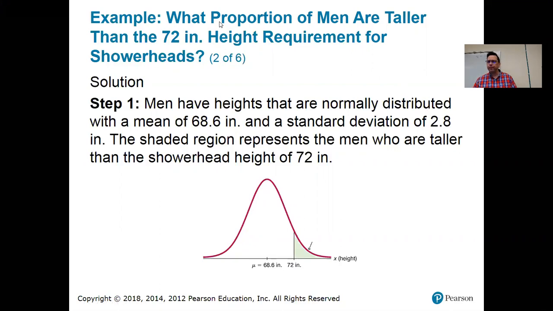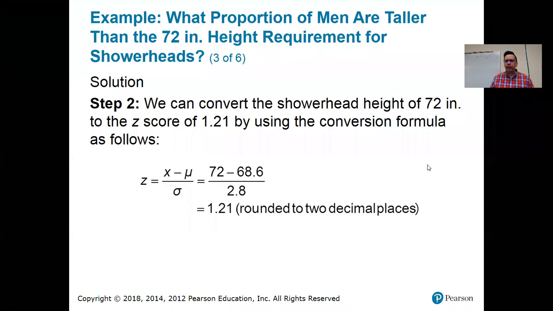Once you've drawn the picture, now we're going to convert everything over to our standard normal distribution. So the only relevant x value is that 72 inches. I'm going to find that z-score by putting in the mean, which is 68.6, and the standard deviation, which is 2.8. It turns out that 72 minus 68.6, divided by 2.8, comes out to 1.21. So that height of 72 inches has a z-score of 1.21.